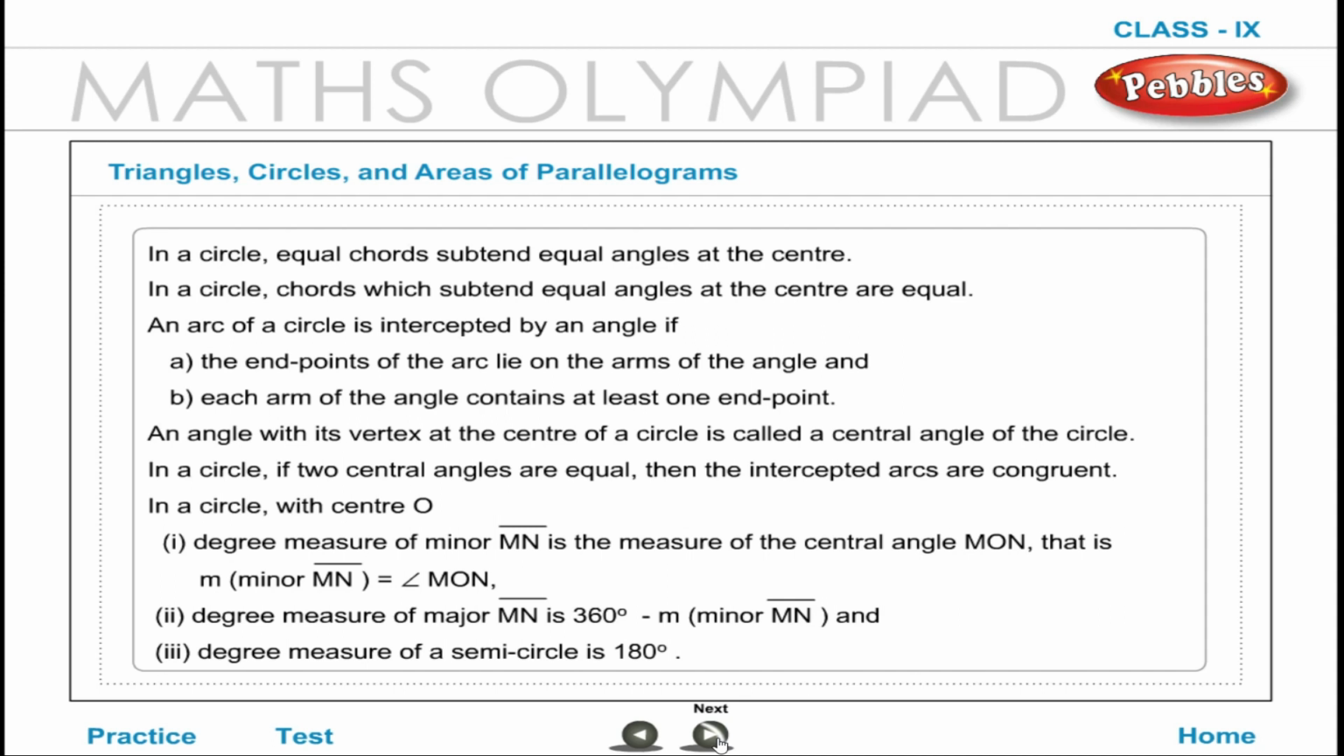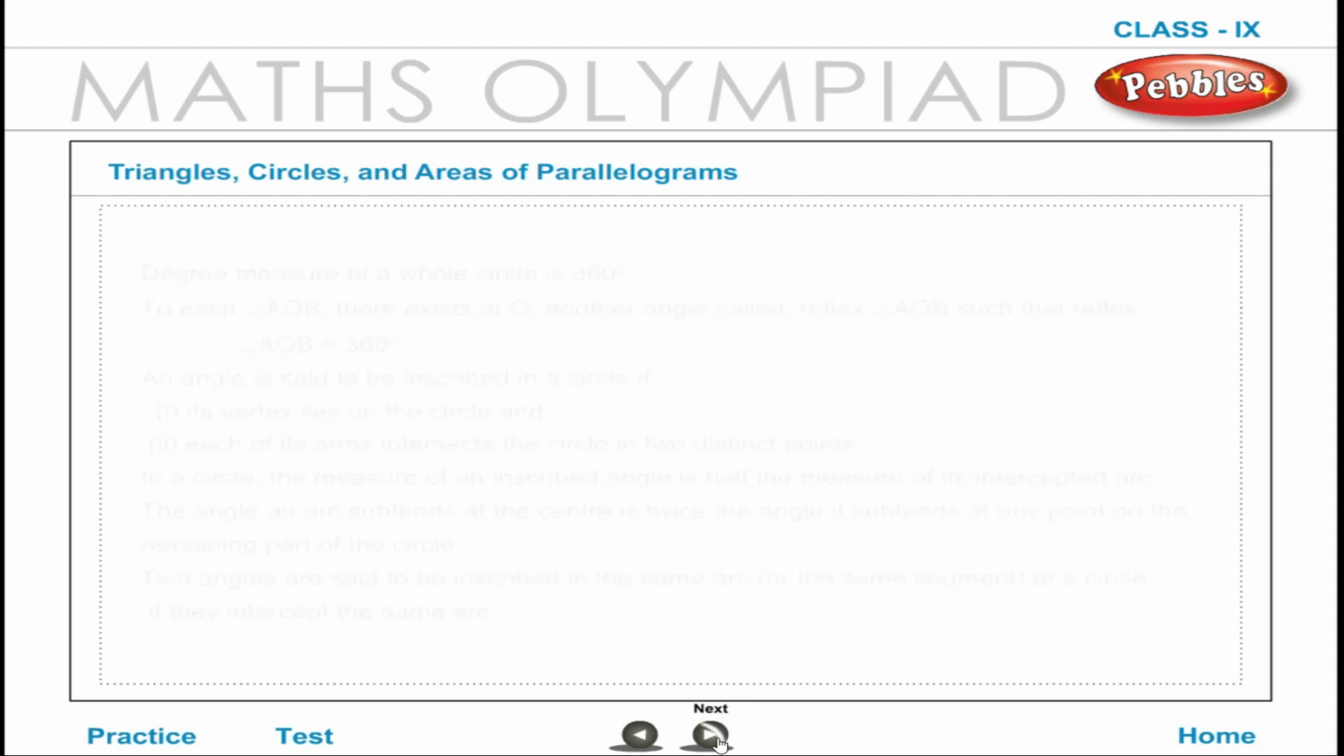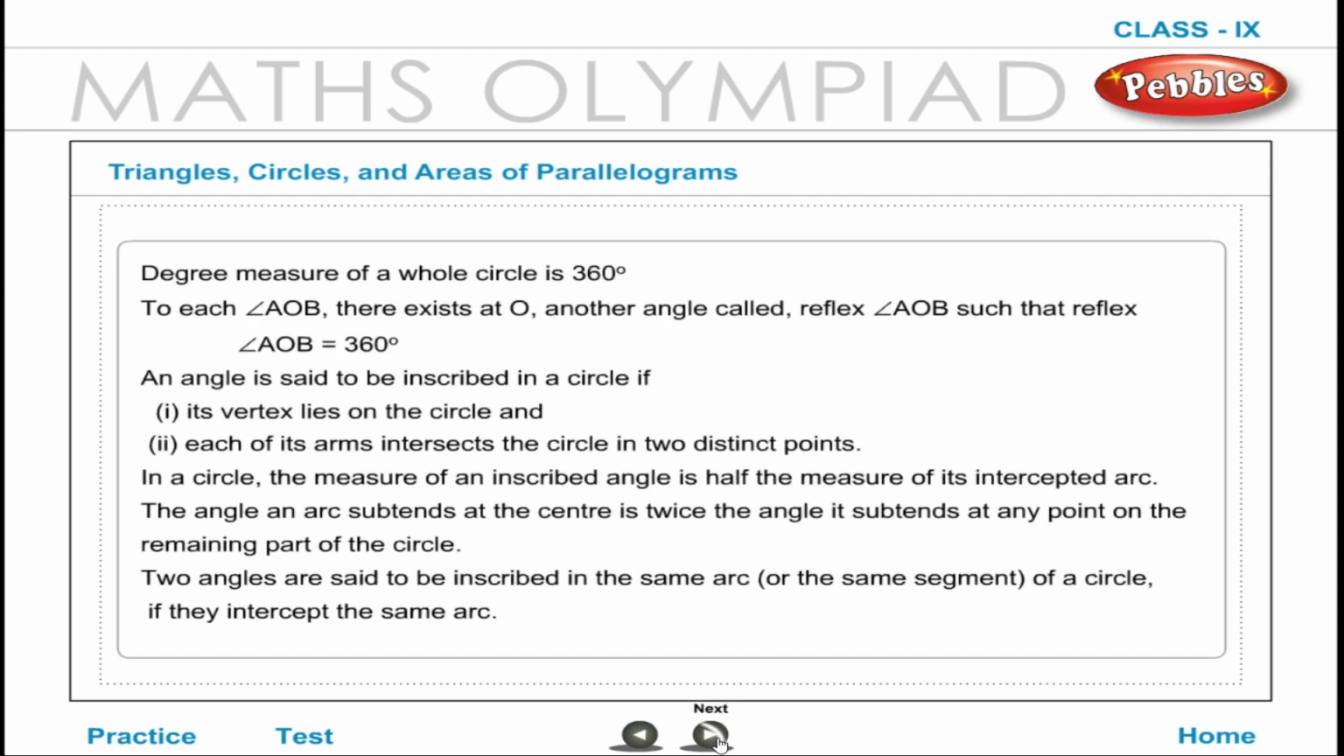The degree measure of major arc MN is 360 degrees minus m(minor arc MN), and the degree measure of a semicircle is 180 degrees. The degree measure of a whole circle is 360 degrees. To each angle AOB, there exists at O another angle called the reflex angle AOB, such that angle AOB plus reflex angle AOB is equal to 360 degrees.